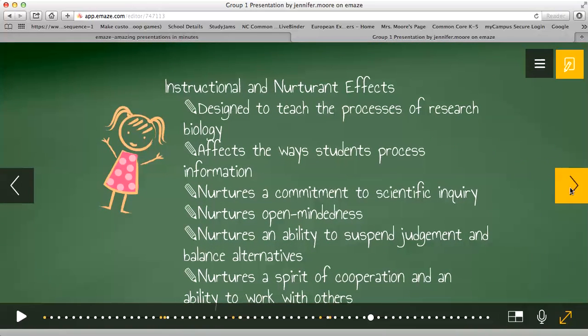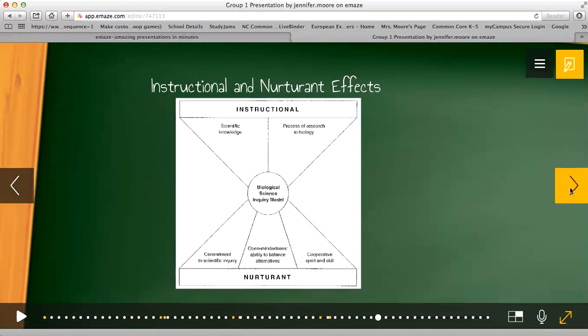Instructional and nurturing effects: it is designed to teach the processes of research biology and affects the way students process information. It nurtures a commitment to scientific inquiry, open-mindedness, an ability to suspend judgment and balance alternatives, and a spirit of cooperation and an ability to work with others. Here you will see a chart showing the information that we just shared.